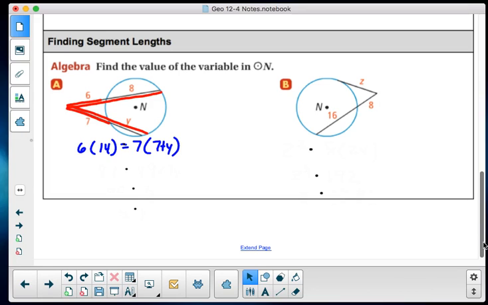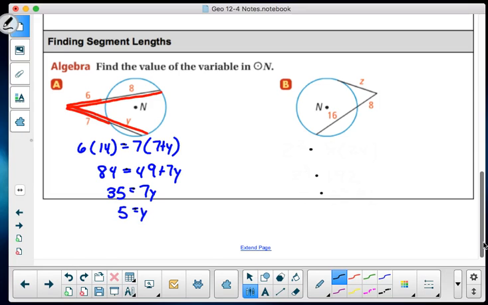After I do that setup, I'm in algebra land. Okay, so I've got 84 is equal to 49 plus 7y. I subtract 49 and find out that 35 is equal to 7y, and now I divide by 7 and find that my answer is y is equal to 5.